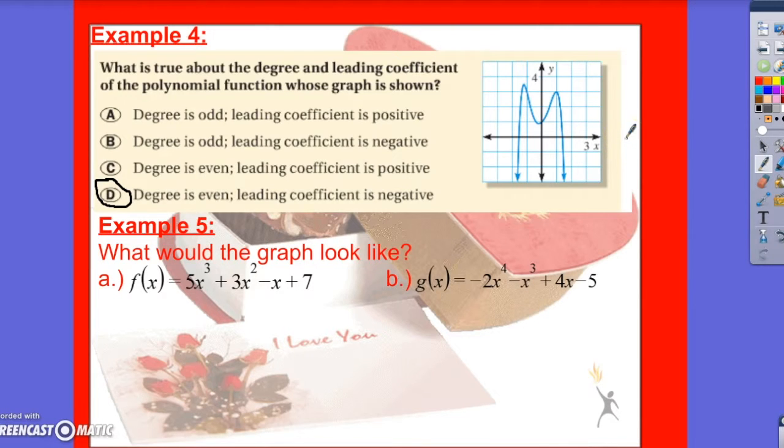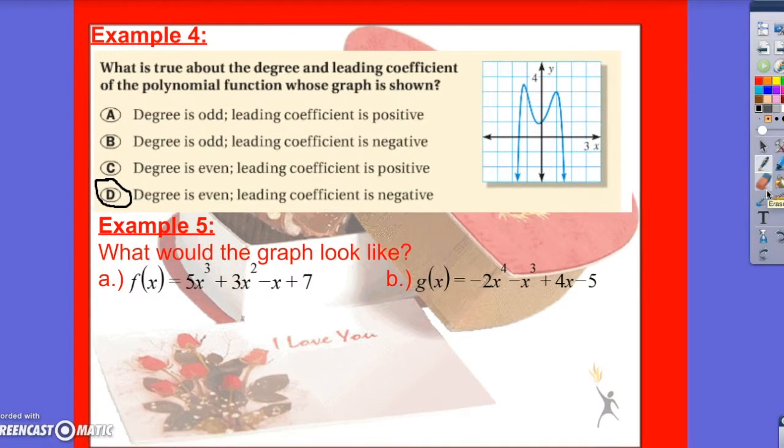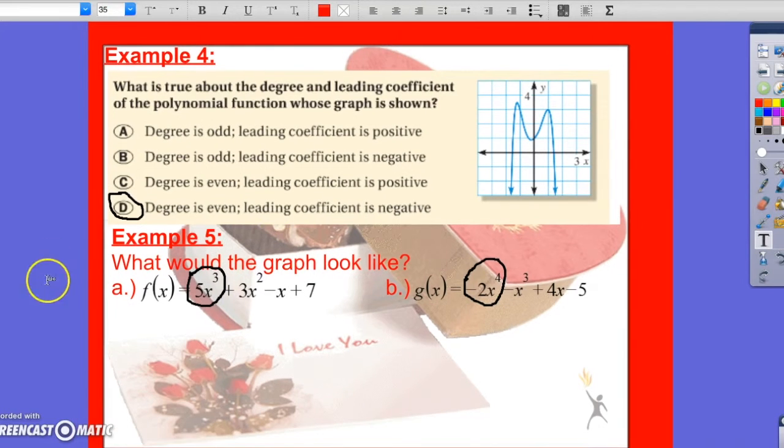Now, I'm not always going to give you a graph. What if I gave you a function, polynomial function? All right, actually, I'm going to switch back to pen for a second. What would the graph look like? Well, first of all, make sure these are both in standard form. I have third exponent, I go 3, 2, 1, none. And I'm going to answer questions based off of the highest one. It's not in standard form. Either write it in standard form or make sure you look for the highest exponent. And then in B, 4, 3, 1, none. Okay, it's in standard form.